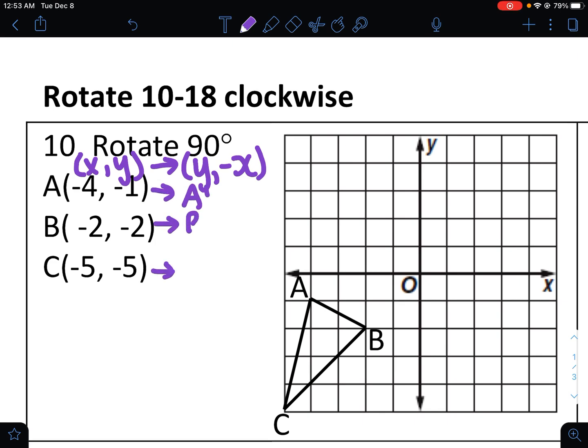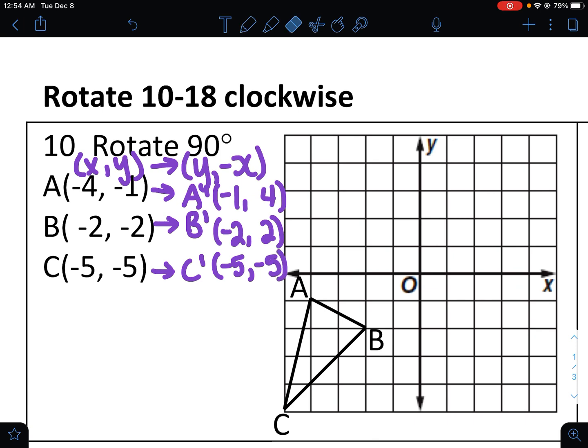Okay, so we have A prime, B prime, C prime. Again, switch the places of the numbers. So now we have -1, -4, but the original x value, which was -4, is now going to change sign. So that'll be +4. This would be -2, -2, because if they switch places, it's still the same, but this one needs to change signs. So now it's -2, +2, and then same kind of situation for this one. It was -5, -5 when you switch the places, but the original x value needs to now become a positive x because it was negative.